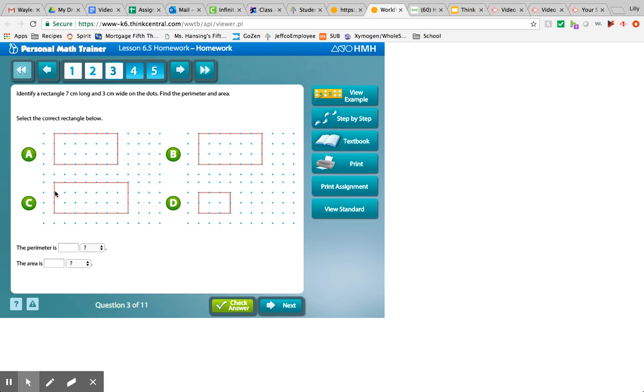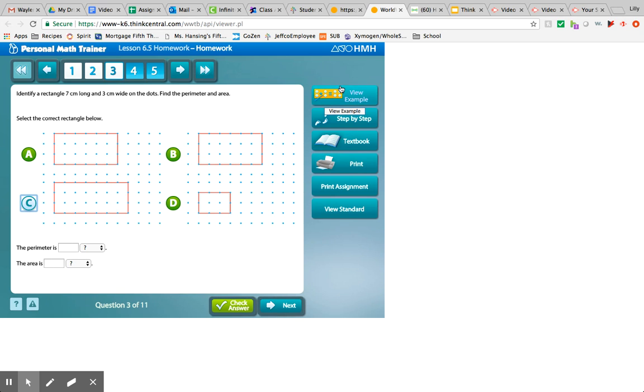So I can see this one is 1, 2, 3, 4, 5, 6. Oh, that's not enough. This one is 1, 2, 3, 4, 5, 6, 7 centimeters long. Let's see if it's 3 wide. Yep. So I'm thinking that we're talking about this rectangle. So I've now identified it, but I also need to find the perimeter and the area.